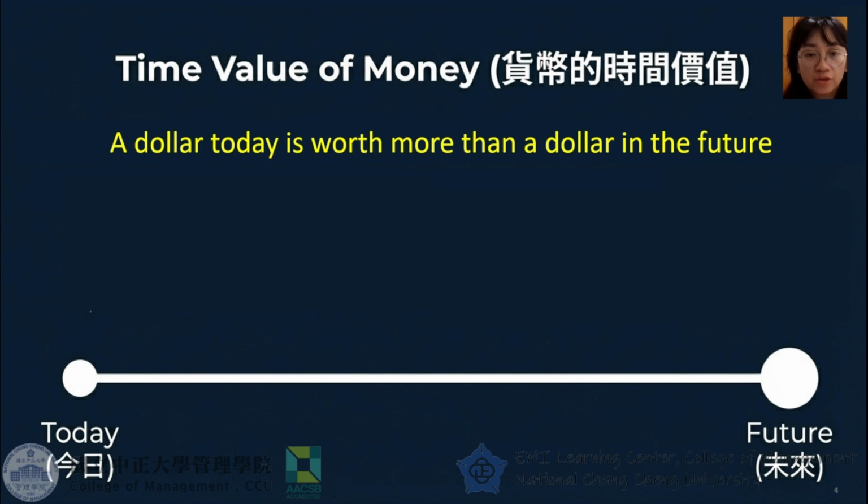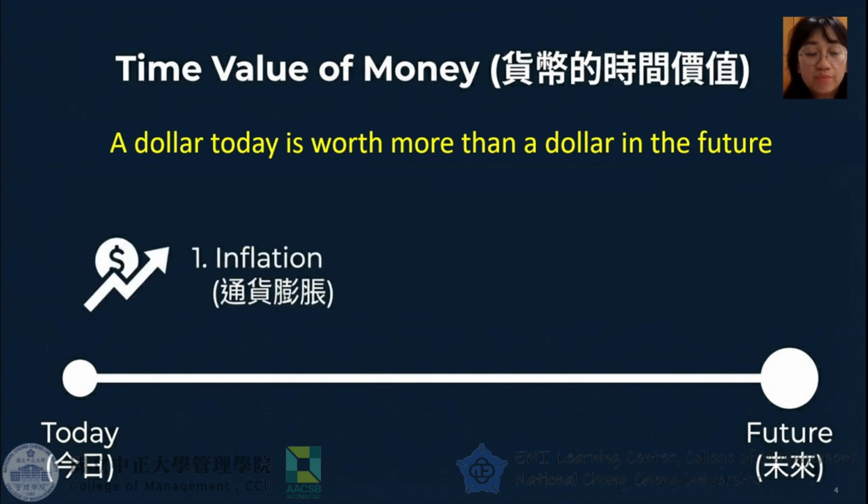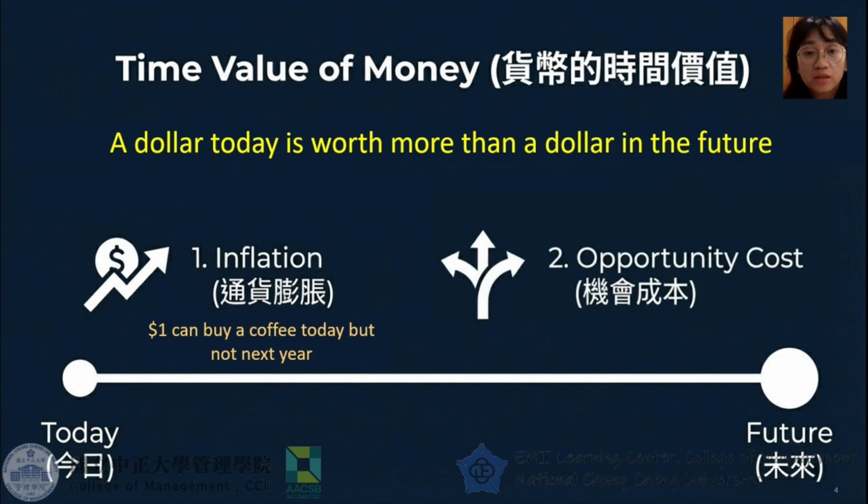First, inflation. One simple example is that you can buy a coffee today with $1, but probably not for next year. Second, opportunity cost. If you put $10,000 in the bank deposit for 1 year at a 2% interest, it yields about $200. You can earn $200 after 1 year. Your money has earning potential. So now you know that they are different.